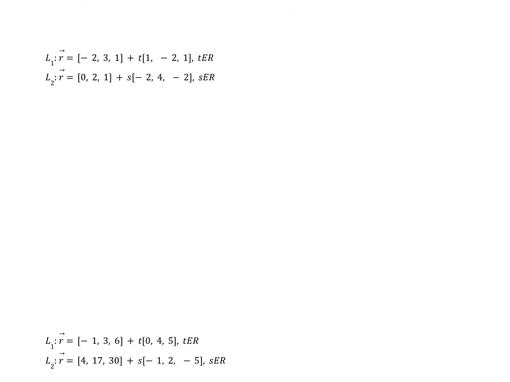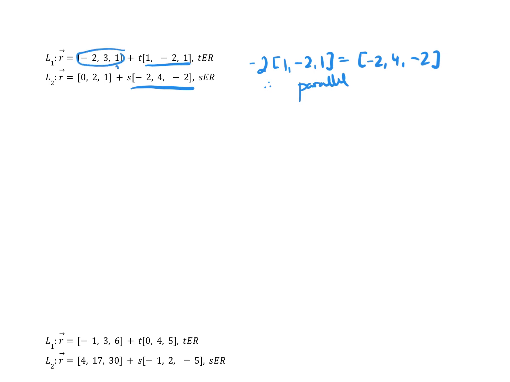Okay, next example. Again, I'm going to check my direction vectors first. And it looks like I can take 1, -2, 1, and multiply it by -2 to get the second direction vector. So again, we have parallel lines, but are they coincident or not? So I'm going to check, is this on line 2?